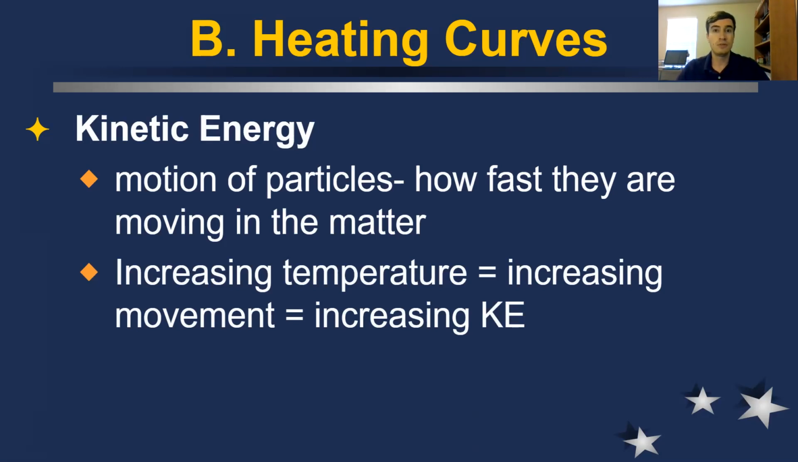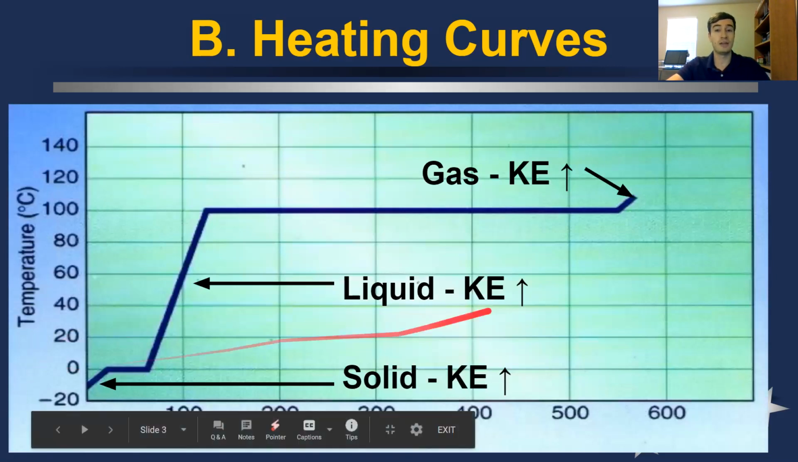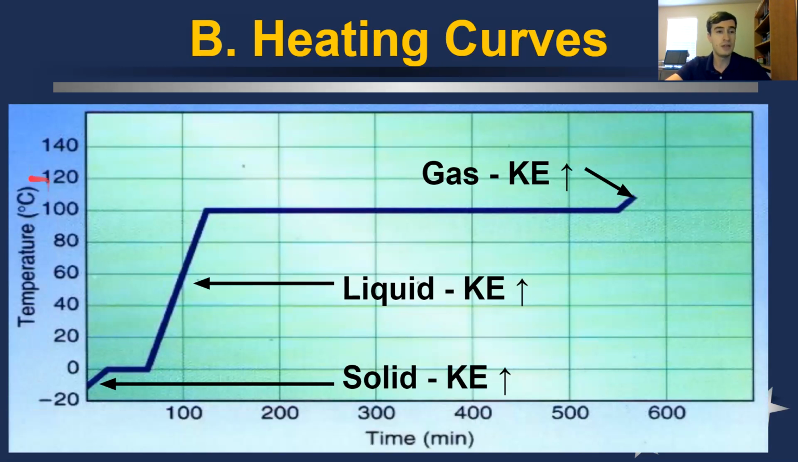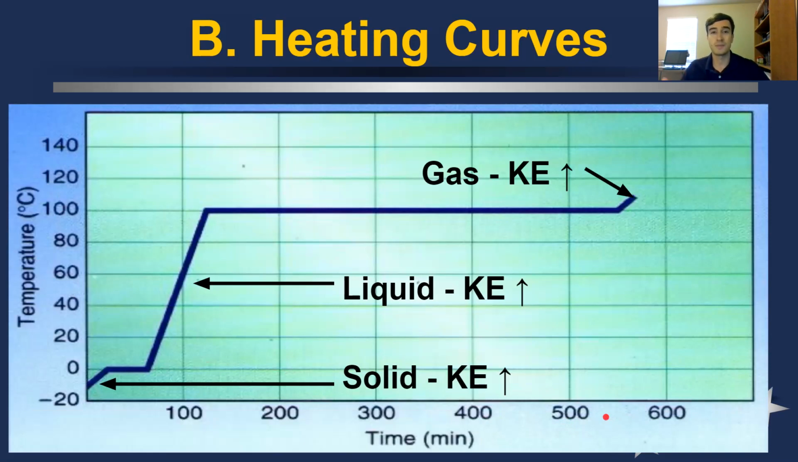So we can represent that if we take a look at our heating curve. This is what a heating curve looks like. We have temperature on one side. In this case, since this is a science class, we like to use the metric system, so we measure temperature in degrees Celsius. And down here on the bottom, the x-axis is the amount of time that has passed.